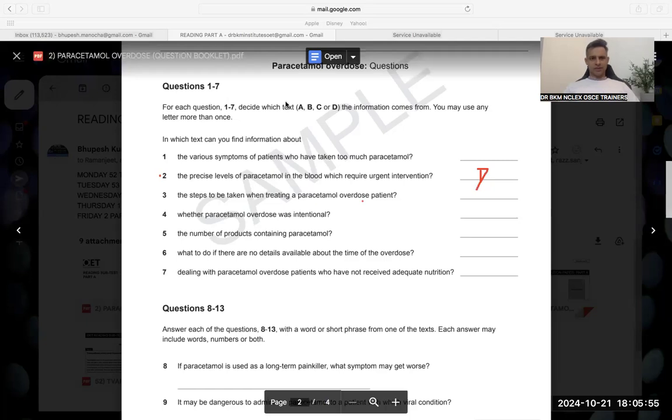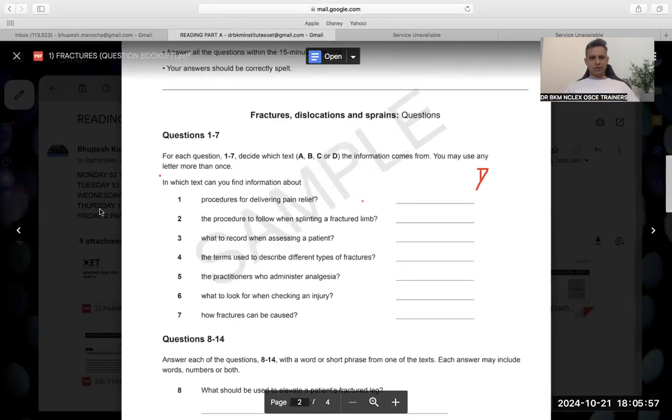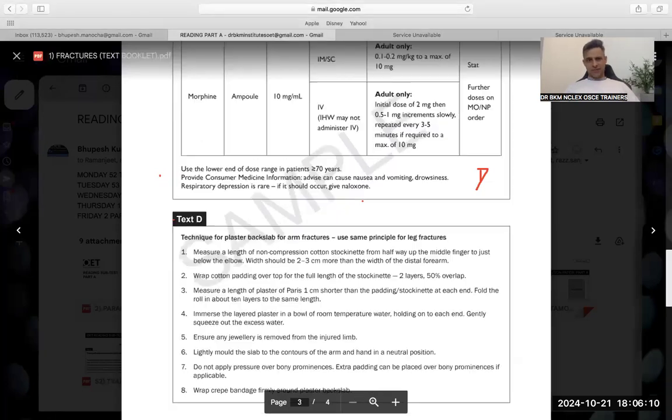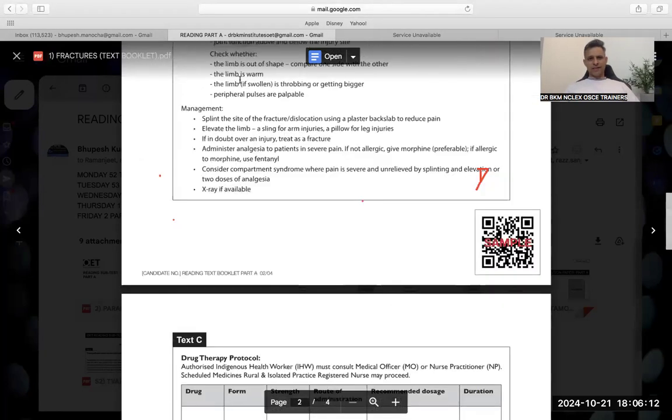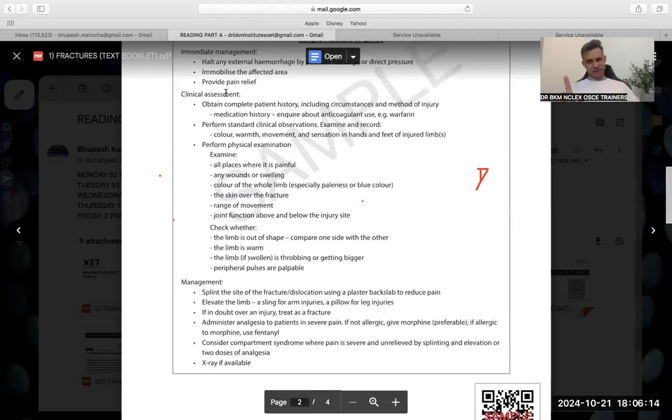Sorry, means the wrong page has been taken. Yeah, so I will put this. Just this much. Okay, and in the B option, perhaps I couldn't see any that. What to record when assessing a patient? So the word assessment was given in the B. So when assessing a patient, so clinical assessment, this is the word.